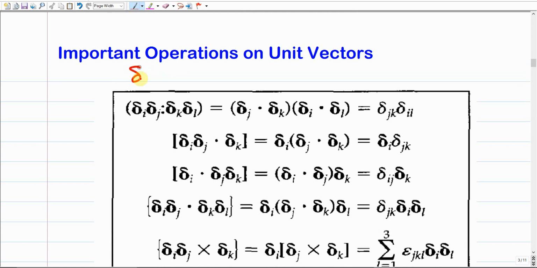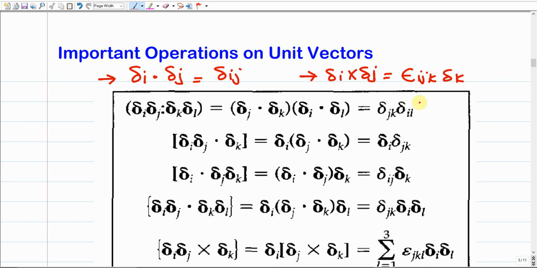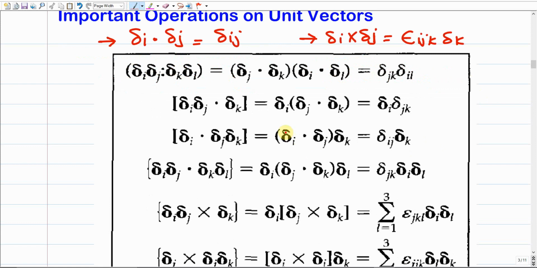So we said that delta i dot delta j gives us delta ij, agree? This is one operation. The second operation is that delta i cross delta j gives epsilon ijk delta k. You have to use a different index than ij, but you have to stick to the same indices here, like ij, so you should use kl, then m delta m, and so on. Make sense? So we already discussed these two operations.